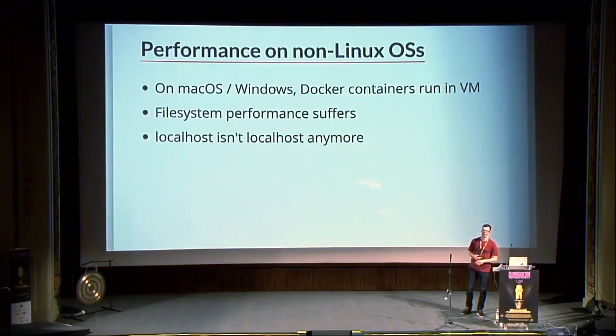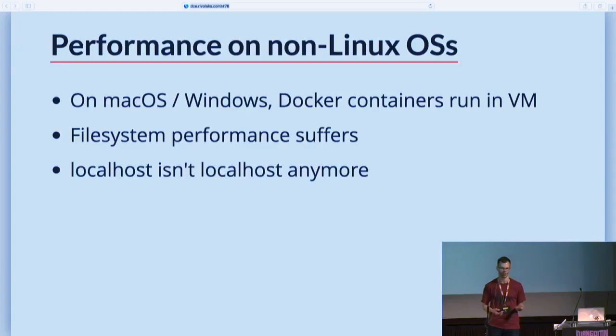Also, on other operating systems, because of the virtual machine being used, you might find out that localhost isn't really localhost anymore, because your machine looks like an external machine to the Django process that is running inside the container, which might cause some issues with things like Django debug toolbar, and then you need to add a bit of extra configuration to work around that.